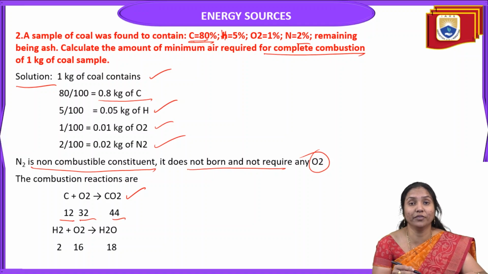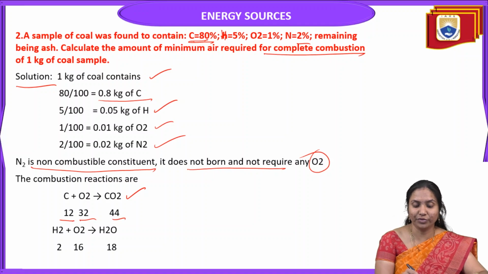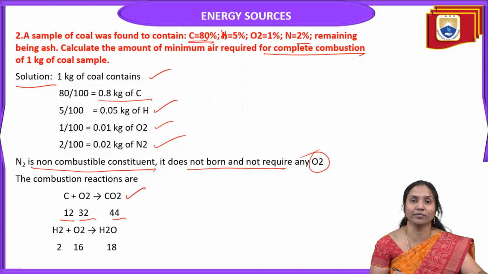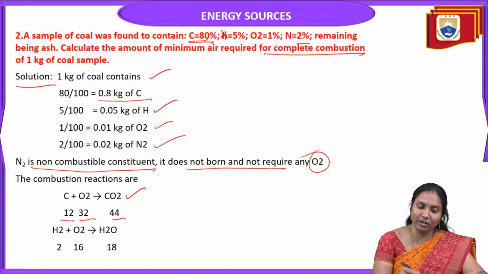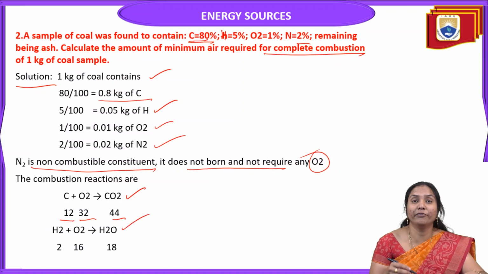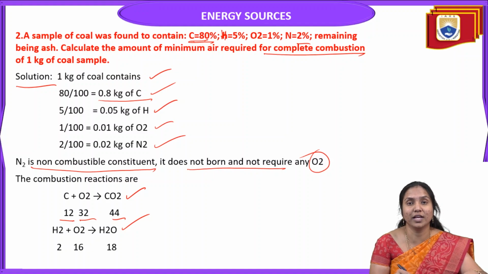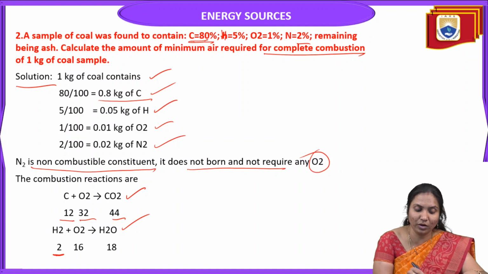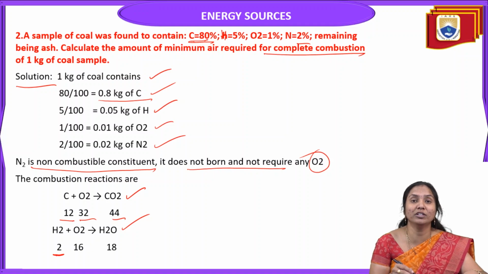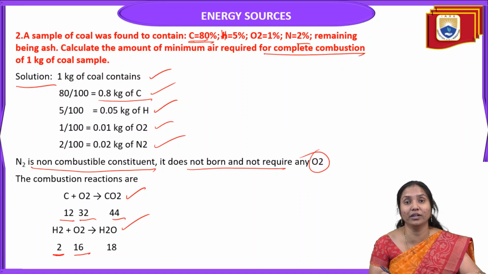12 kilograms of carbon requires 32 kilograms of oxygen. In the same way, if hydrogen is also present in the fuel, the hydrogen reaction is H2 reacts with oxygen to give H2O. So here, 2 kilograms of hydrogen requires how much oxygen? 16 kilograms of oxygen, required when 1 kg of fuel is burning.